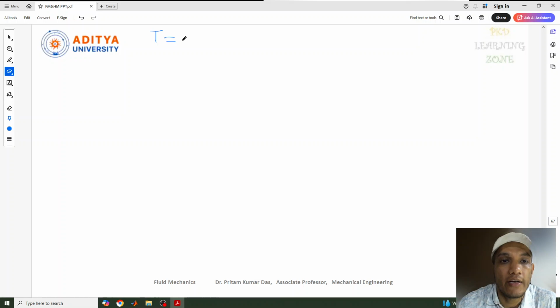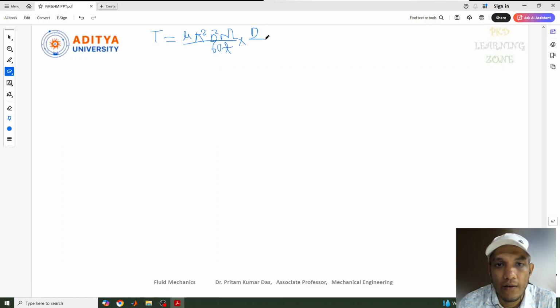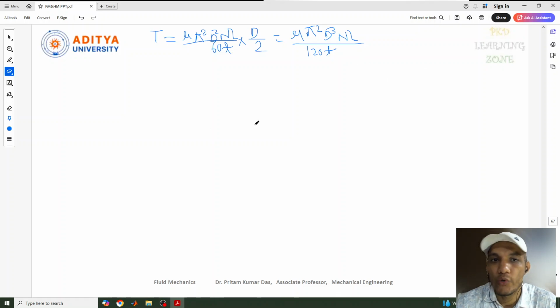So the shear force we got here is mu pi square d square n into L divided by 60 t, into R. Actually R here we can write directly as d by 2. So if you write this, what are we going to get? Mu pi square d cube n L by 120 t. Now this is the torque required, the torque required to overcome the viscous resistance.